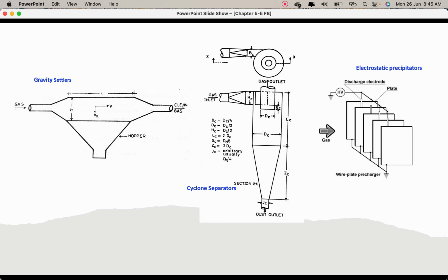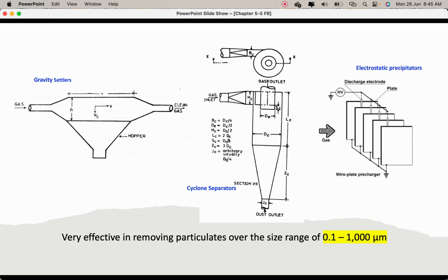These systems excel at capturing and removing particulate matter from gas streams, and are very effective in removing particulates over the size range of 0.1 to 1000 micrometers. They offer significant advantages in terms of efficiency, versatility, and cost effectiveness. Throughout this lecture, we will unravel the inner workings of filter and baghouse systems, examining their components, operating principles, and applications across a spectrum of industries. We will also discuss the cost estimations involved in this type of air pollution control system.